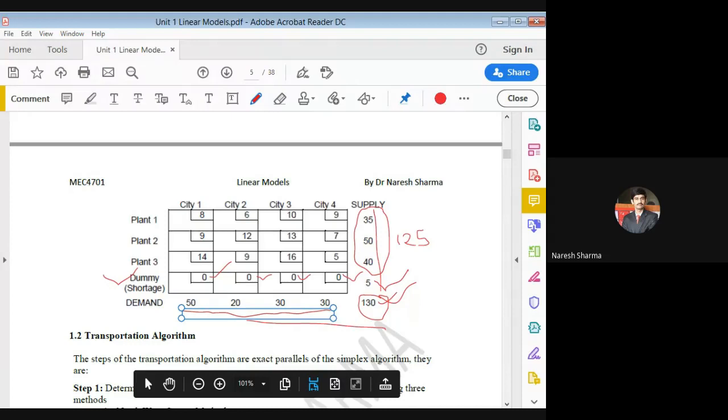So I'm stopping here, and in the next lecture we can study some methods to solve transportation problems.